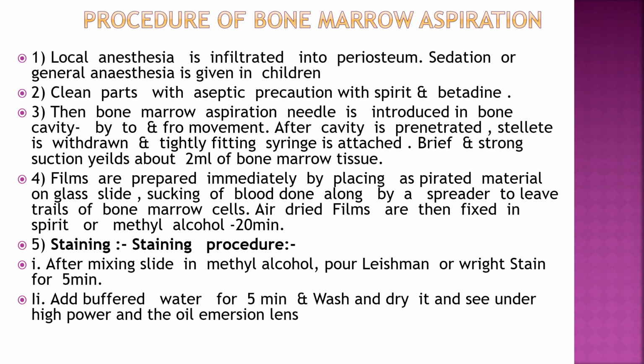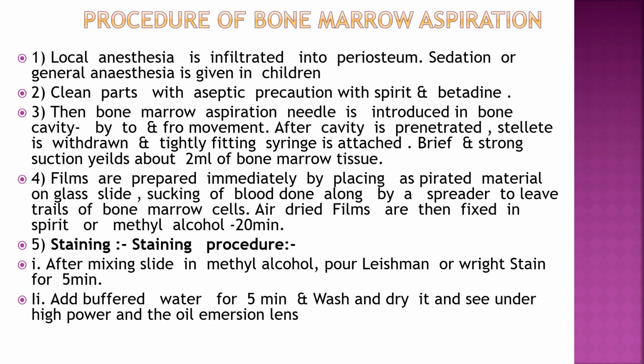Now we will see the procedure of bone marrow aspiration. First, local anesthesia is given into the periosteum, or sedation or general anesthesia is given in children. Then clean the part, like the body of the sternum for adults, or the medial aspect of the tibia or iliac crest for a child, with aseptic precaution using spirit and betadine.